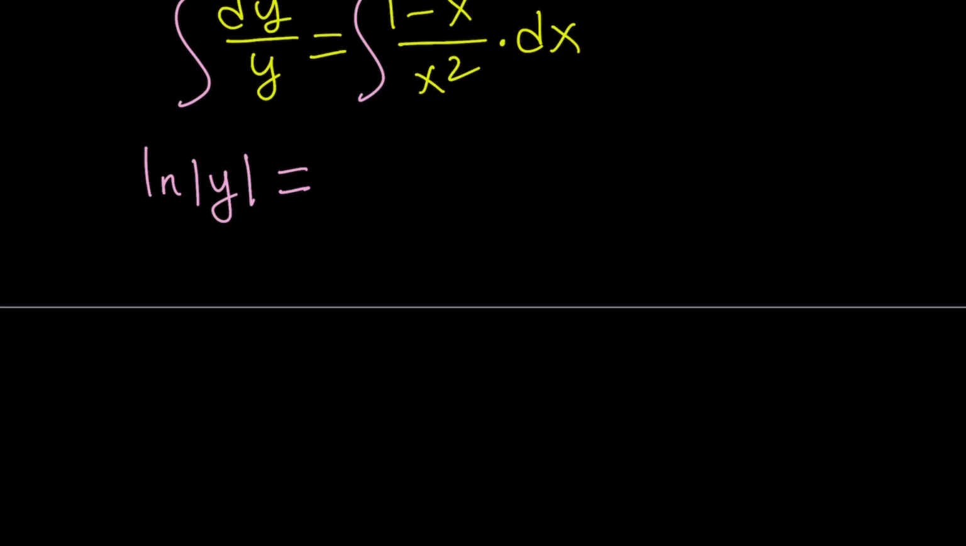Now here, what makes integration easier is we can kind of separate these, right, into two pieces like this. So now 1 over x squared is, think about the derivative of 1 over x. Isn't that negative 1 over x squared?